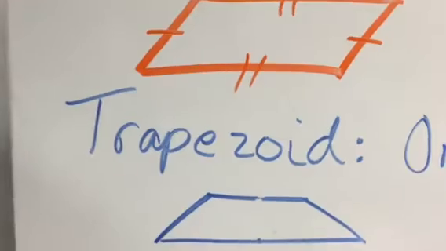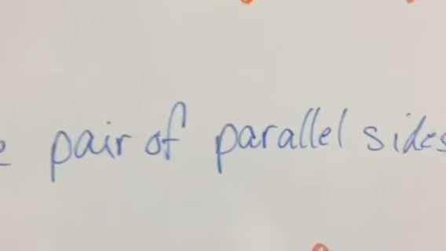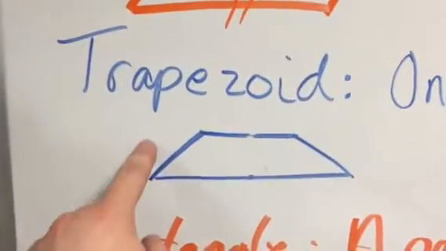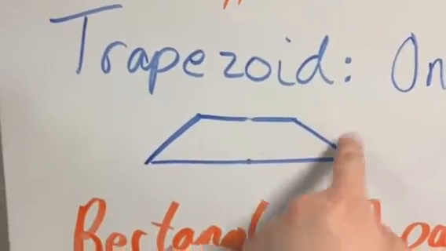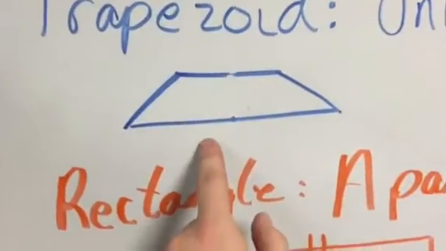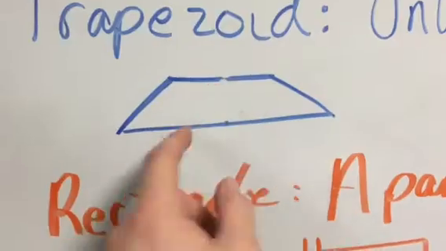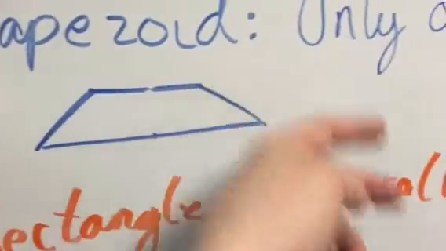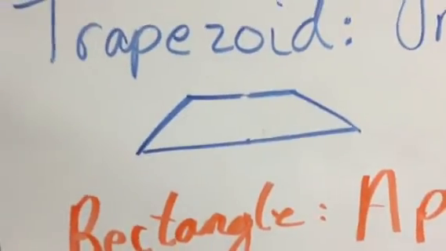The second word is trapezoid. A trapezoid only has one pair of parallel sides. So looking at this picture, this is not going to be parallel with that, right? This one's going this way, this one's coming this way, but this one and this one, the top and the bottom, are parallel and will travel like that and never touch forever.